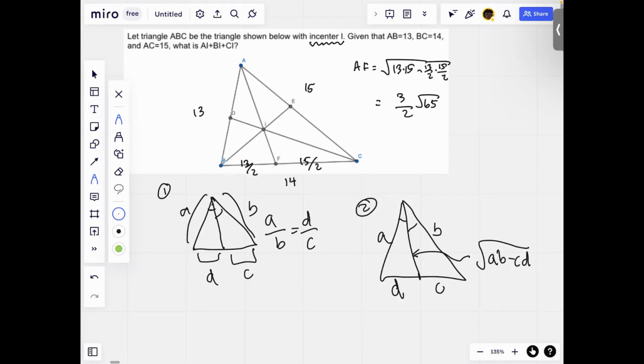So from 1, we know that AI to IF should equal AB to BF, since BI is the angle bisector of angle ABF. So then that means that AI should equal 2/3 of 3/2 of AF. So that means that AI is equal to the square root of 65.